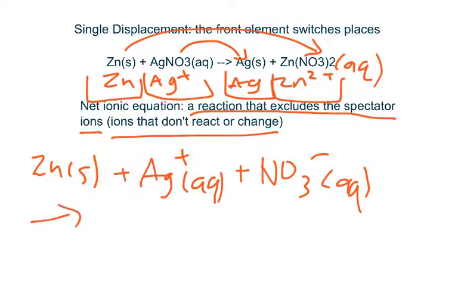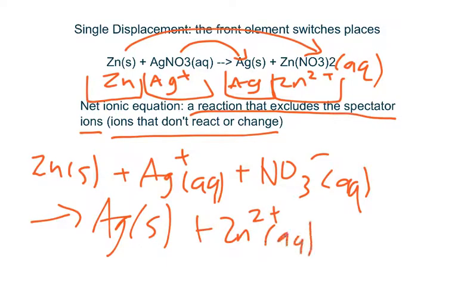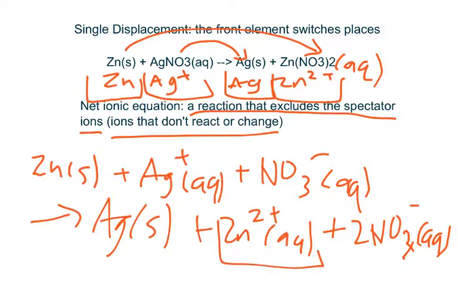So let's write the product. So it would be silver solid plus zinc 2 plus aqueous plus 2NO3 minus aqueous. So notice how the zinc nitrate separated into the zinc cation and the nitrate anions. So how about this? Let's balance the reaction first before we move forward.